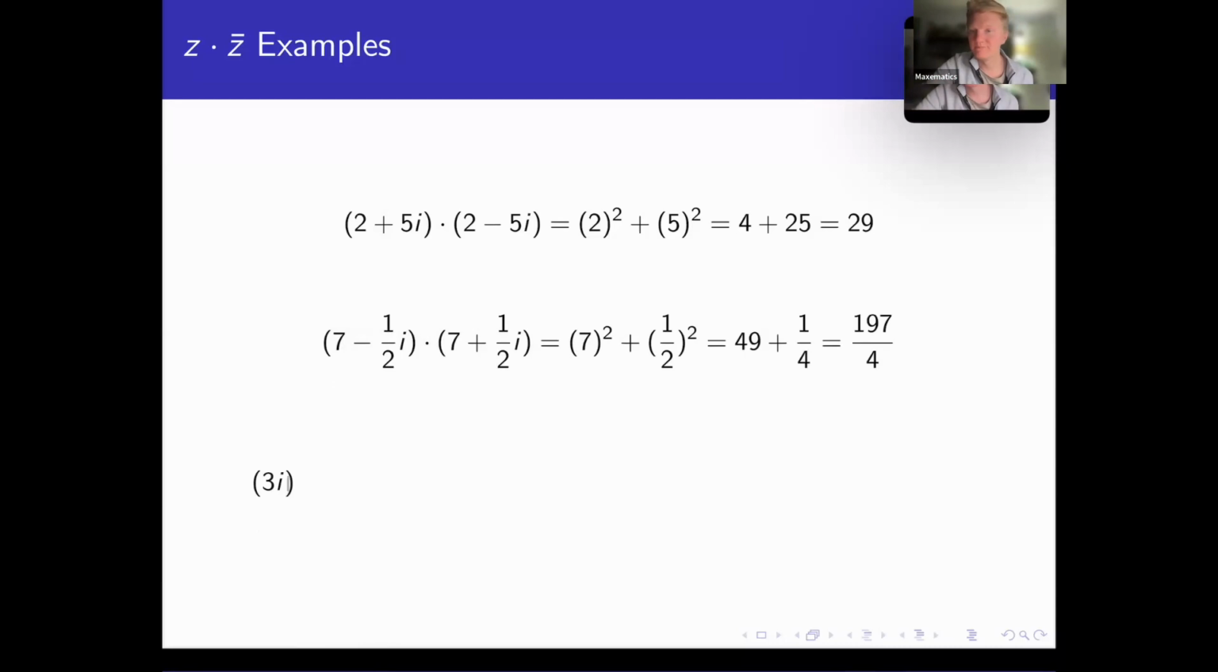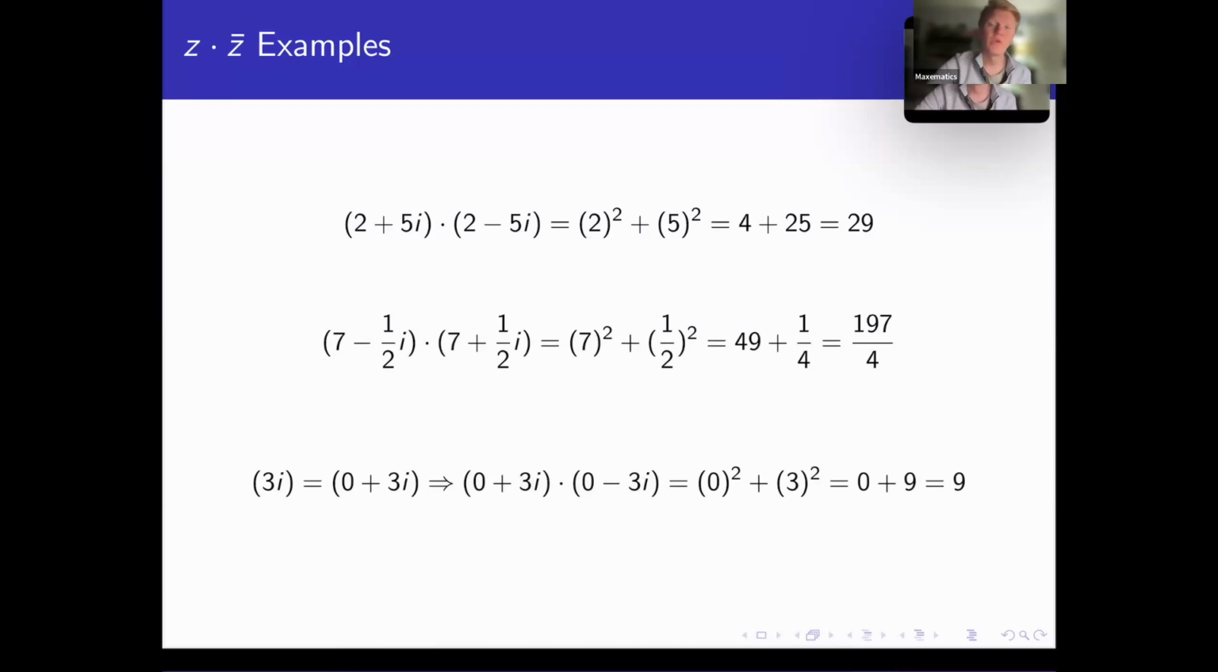3i, well, 3i here is a little bit of a problem. There's no real part, but fear not. 3i is just 0 plus 3i. Well, 0 plus 3i, its conjugate is 0 minus 3i. So take the real part, square it, take the imaginary part, and square it. 0 squared plus 3 squared, and we just get 9.